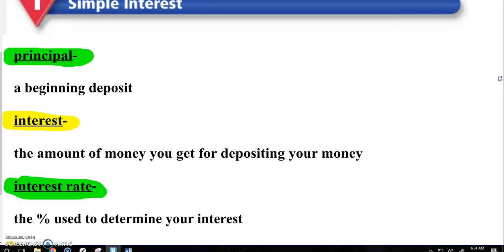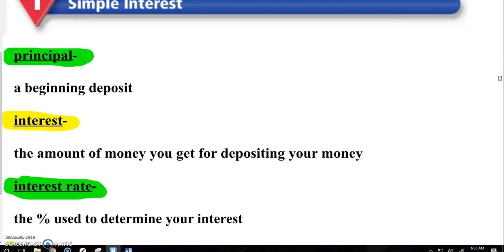Maybe you've got some money at home from your birthday or some money you've saved up from doing chores, and you're going to go take that to the bank. So that's your beginning deposit. Interest is the amount of money you get for depositing your money. When you leave your money in the bank, it pays you interest. And the interest rate is the percent that's used to determine your interest.